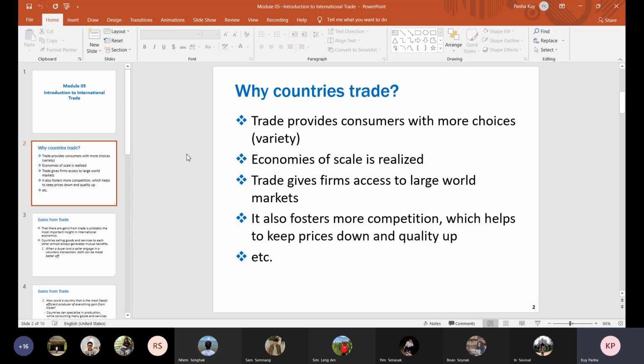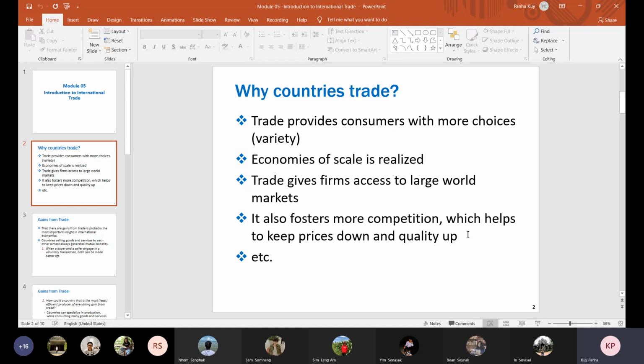Okay. So why do countries trade? You might all have your own answer already, and this just adds a little bit or confirms it for you. The first reason why countries trade is that trade provides consumers with more choices or varieties. Like I discussed last time, if you are not open to trade, you might not be able to use computers, telephones, or air conditioning.